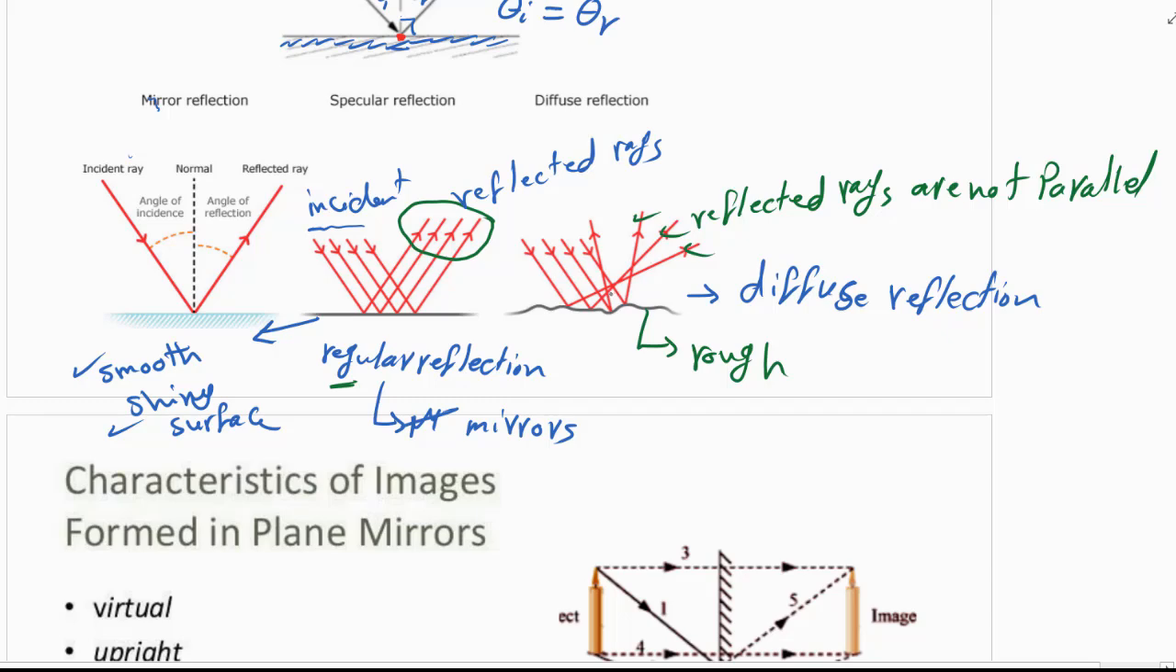But in diffuse reflection, okay, you can't see yourself. So here in this one, you can't see yourself. If you look, for example, at a sheet of paper, or on the wall, you cannot see your image. But on a mirror, you can see your image. On a shiny surface, you can see your image. On a calm water surface, you can see your image. The reason for this is that the reflected rays are parallel to each other.